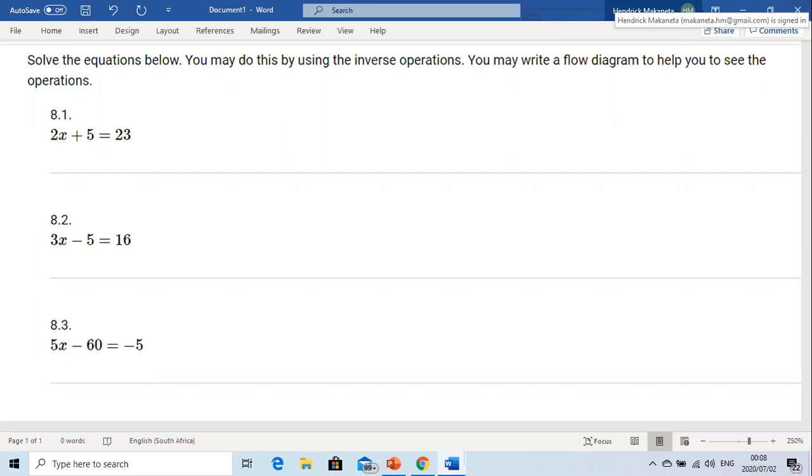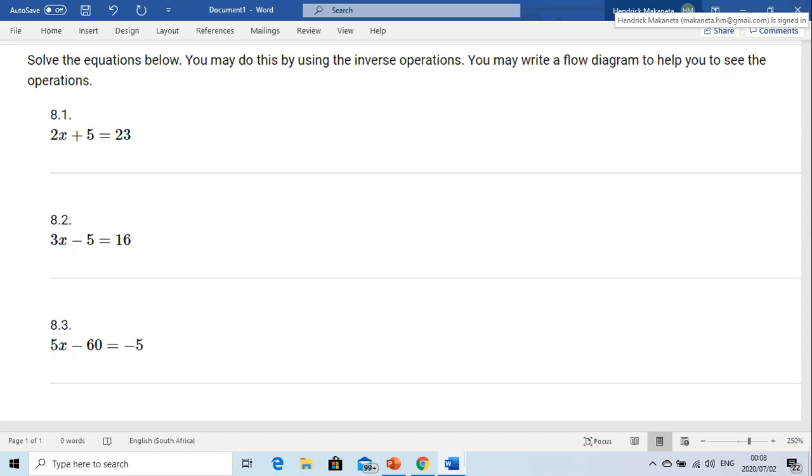Please use your pen and paper just to calculate. Remember the principles of additive inverse. And of course, this can go a long way together with the multiplicative inverse just to find the values of x. So we have got three different examples. The first one, 2x plus 5 is equal to 23. I want us to solve it.